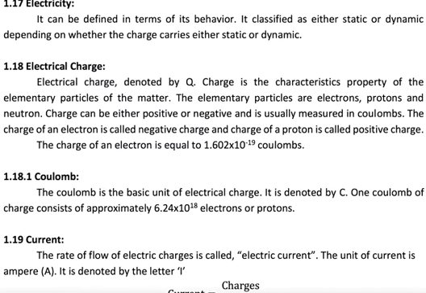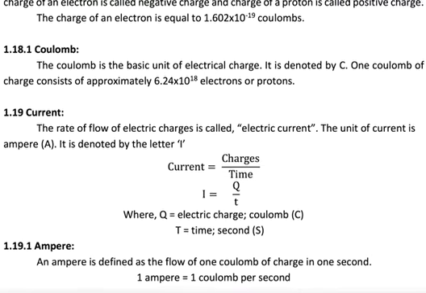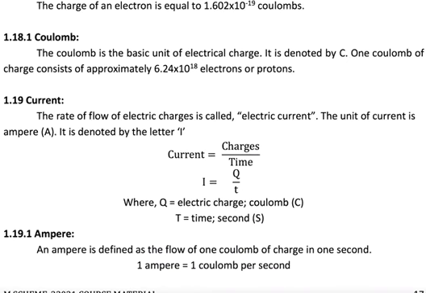Electric charge is denoted by Q. Charge is the characteristic property of the elementary particles of matter. The elementary particles are electrons, protons, and neutrons. Charge can be either positive or negative and is usually measured in coulombs. The charge of an electron is called a negative charge, and the charge of a proton is called a positive charge. The charge of an electron is equal to 1.602 into 10 to the power minus 19 coulomb. The coulomb is the basic unit of electric charge, denoted by C. 1 coulomb of charge consists of approximately 6.24 into 10 to the power 18 electrons or protons.